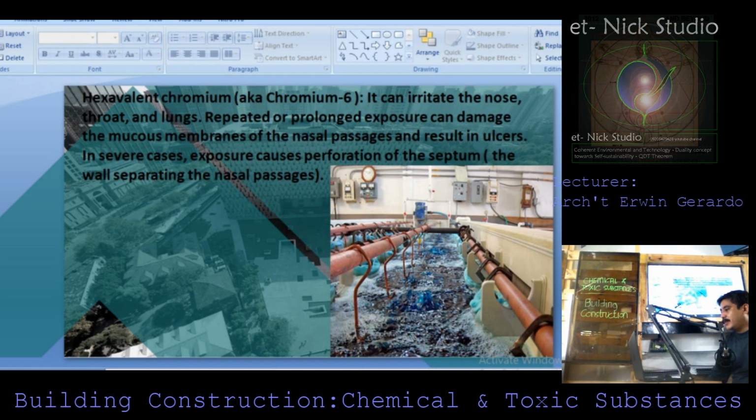Hexavalent chromium, also known as chromium 6. It can irritate the nose, throat, and lungs. Repeated or prolonged exposure can damage the mucous membranes of the nasal passages and result in ulcers. In severe cases, exposure causes perforations of the septum, the wall separating the nasal passages.